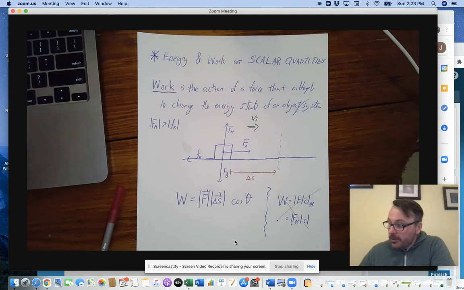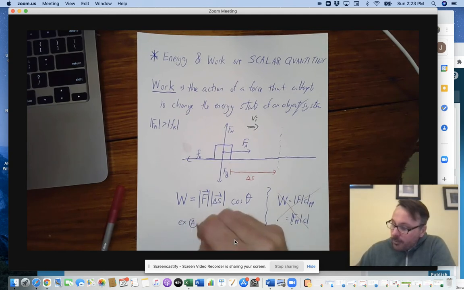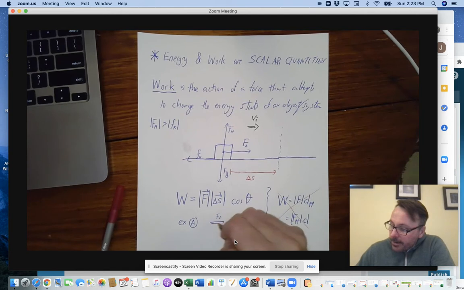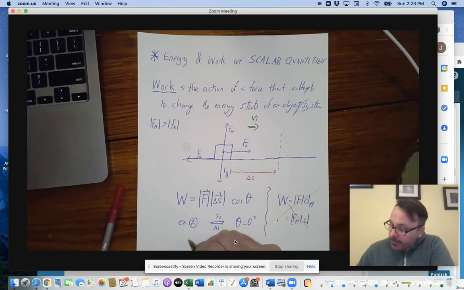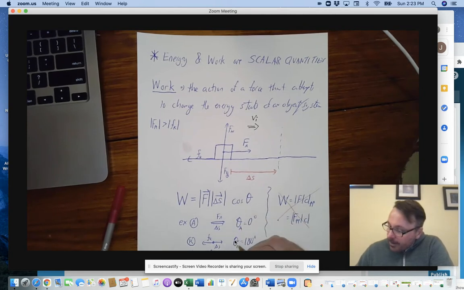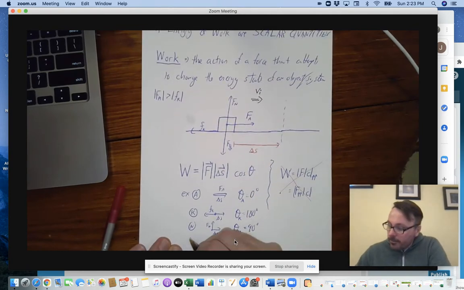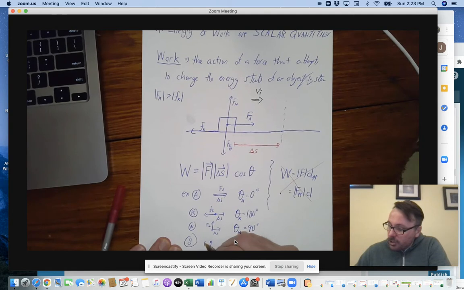drawn concurrently. So for example, if we're talking about the applied force, there's the applied force, there is the displacement, theta here is 0 degrees. For the frictional force, we'll call K, here is the frictional force, here is the displacement, theta would be 180. For the normal force, here is the normal force, here is the displacement. Actually, I'll call this theta A, theta K, theta N. This is going to be 90 degrees. And for gravity, if I draw that little F_G, delta S, theta G is going to be 90 degrees.